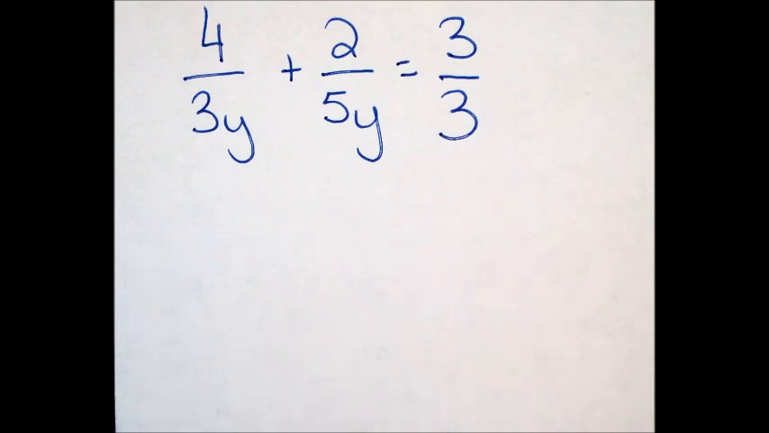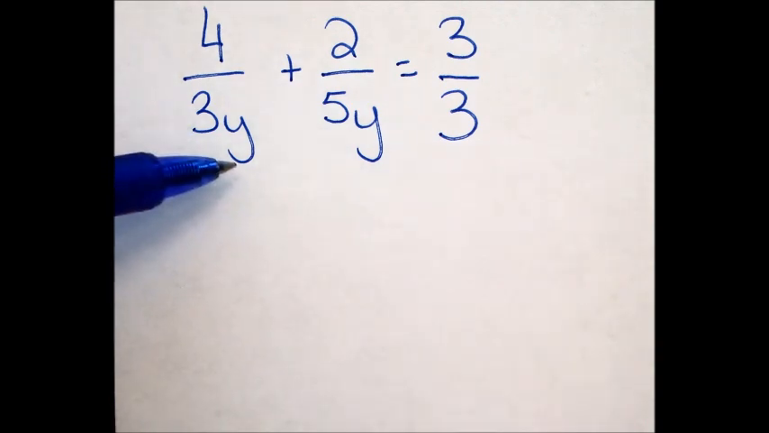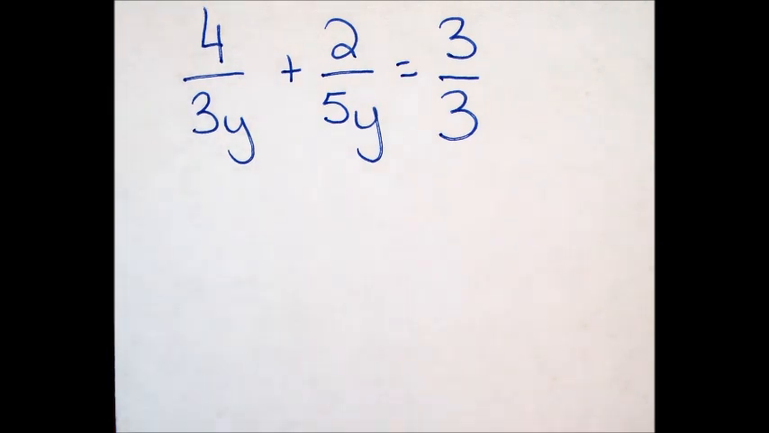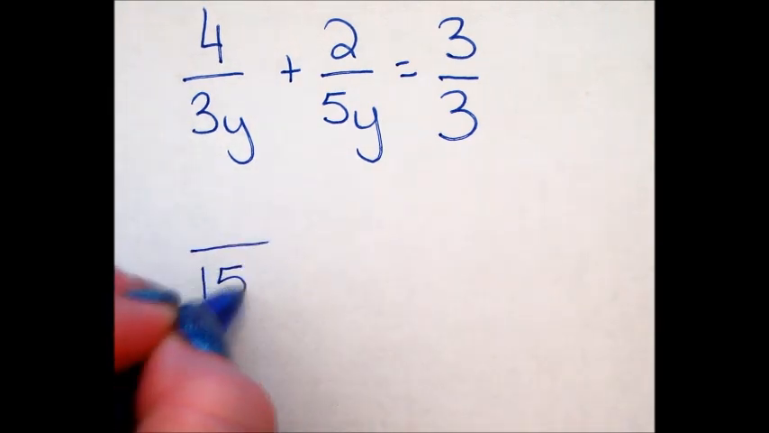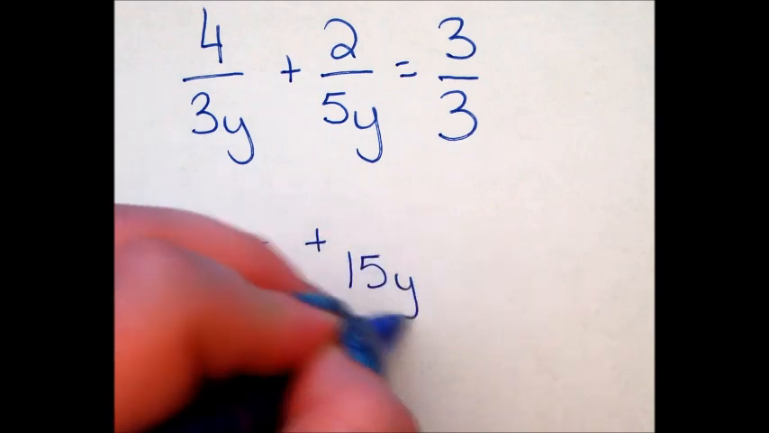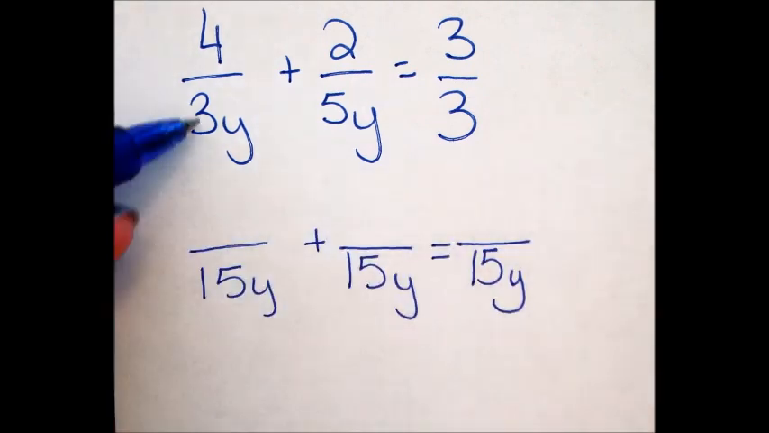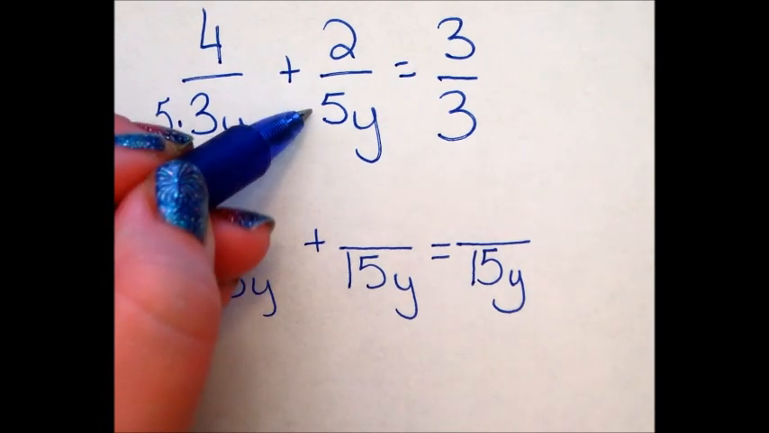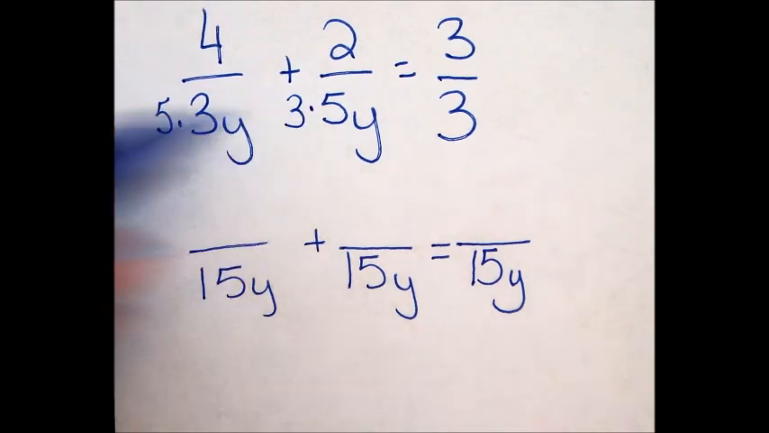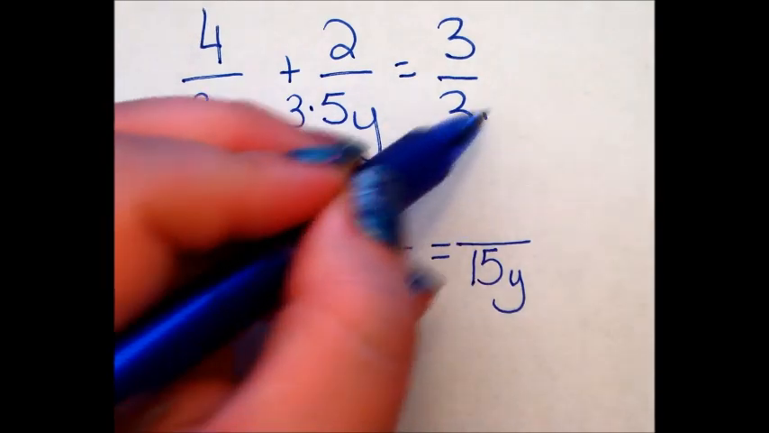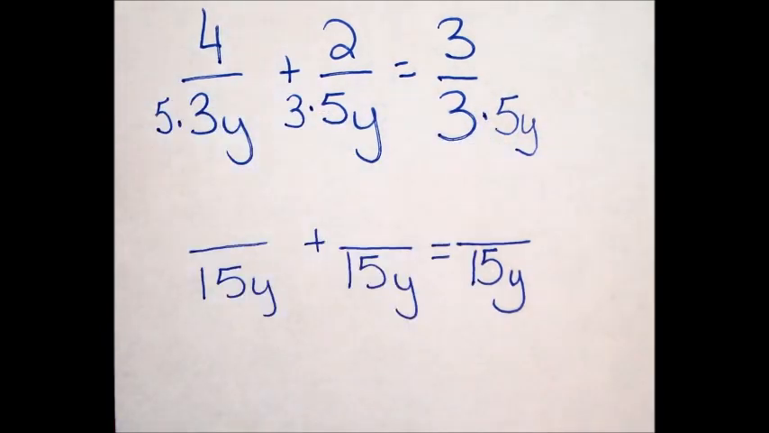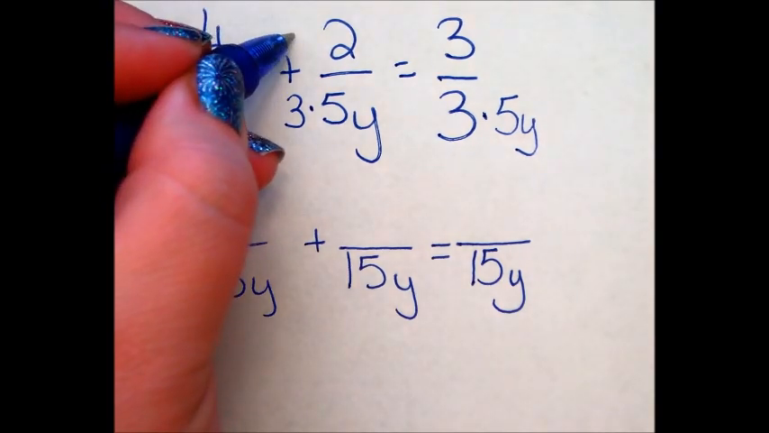The common denominator needed to solve this problem would be 15y, because 5 and 3 both go into 15, and I have a maximum of 1y in any part of the denominator. So I'm going to go through and make all of the denominators 15y, and then decide what I needed to multiply by to get to that denominator. 3y times 5 gives me 15y. 5y times 3 gives me 15y. And finally, 3 times 5y gives me 15y. And whatever we do to the bottom, we must do to the top.